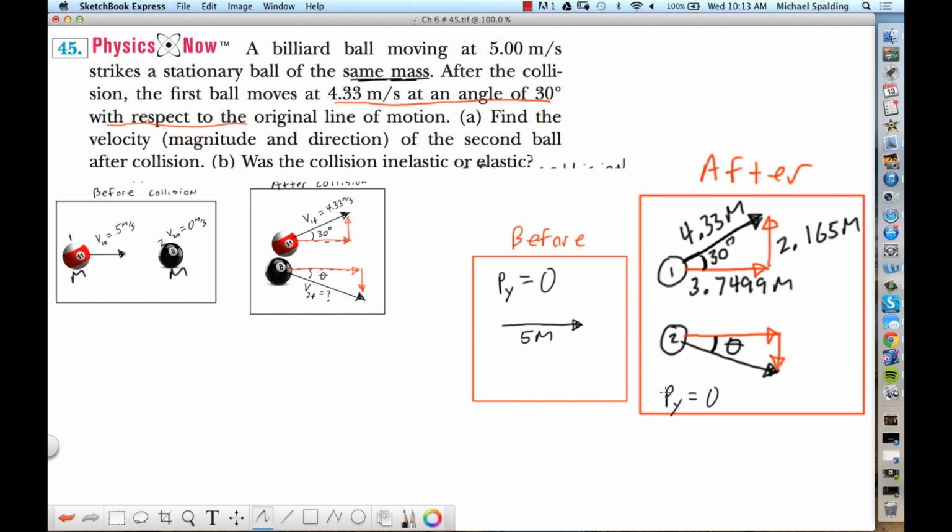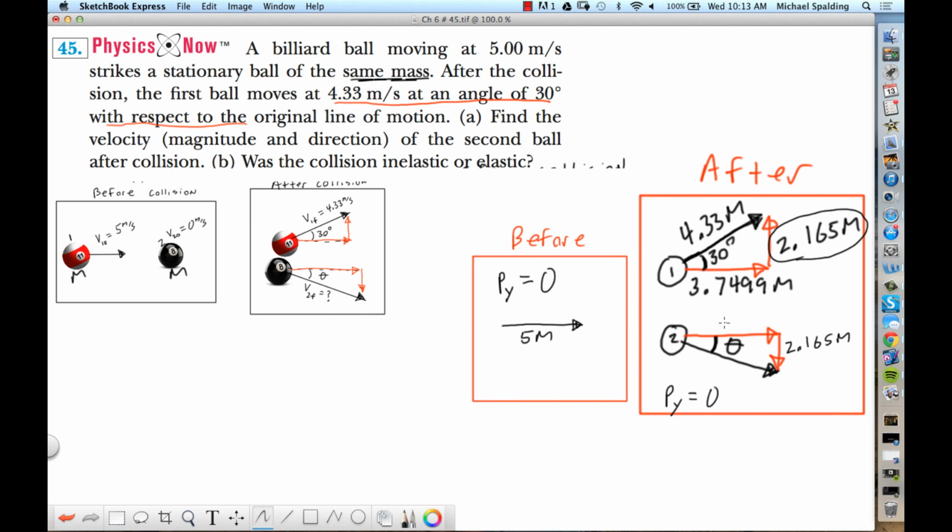0. So look, ball number 1 has a y momentum, right? So guess what? Ball number 2 must be canceling that. This thing right here has to be 2.165 m the other way. Does everybody understand that? The y momentums have to cancel after the collision. Why? Because we had no y momentum before the collision. Does that make sense?